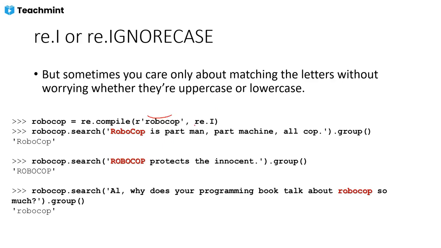Robocop, I'm ignoring the case. I can use re.I or re.IGNORECASE. Robocop is part man, part machine, all cop. Because Robocop is there, not bothering about the case. The spelling R, O, B, O, C, O, P, everything is there. This is also perfect because re.IGNORECASE is there.